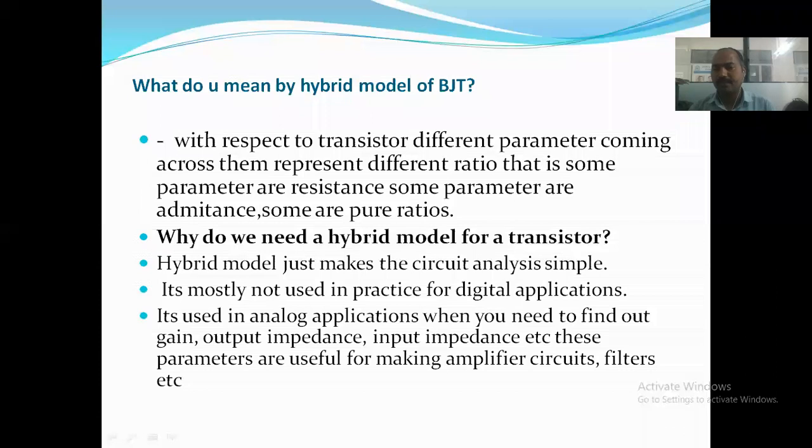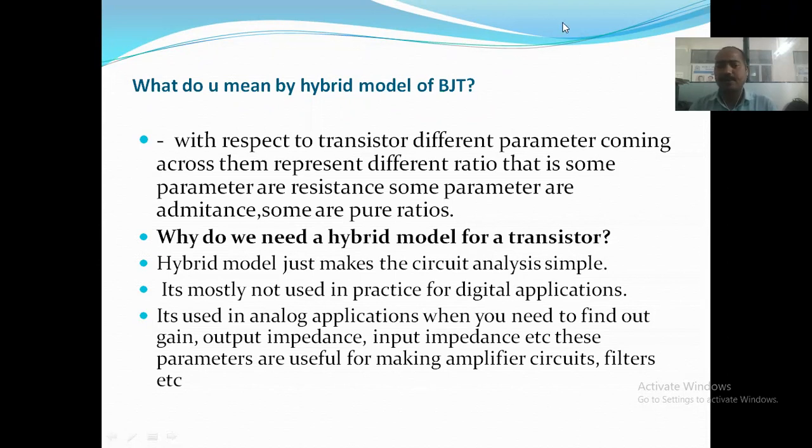Mathematical tools such as Laplace transform, Z transform, etc. should be usable for the BJT, but we don't use them for the BJT. Why is that? The reason is that when we do the analysis using methods such as Laplace transform or Z transform, it is not possible.